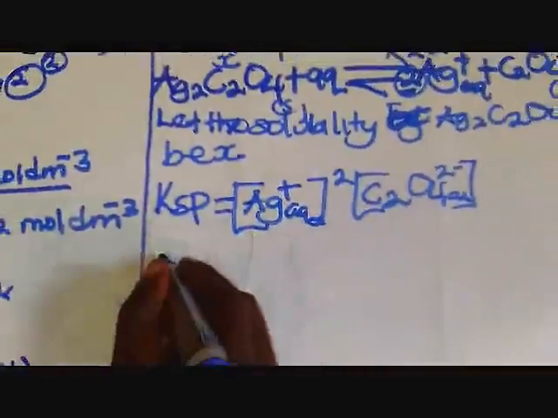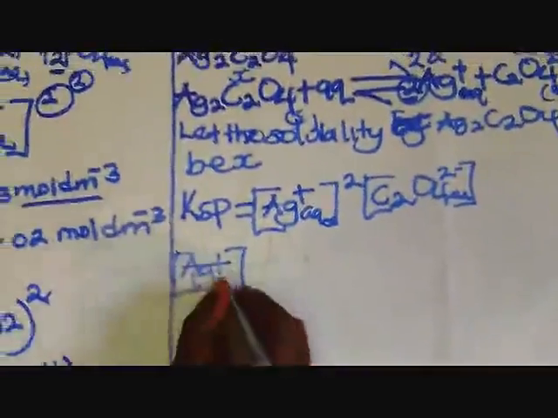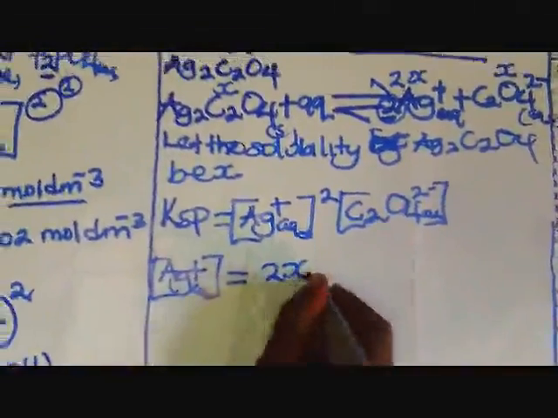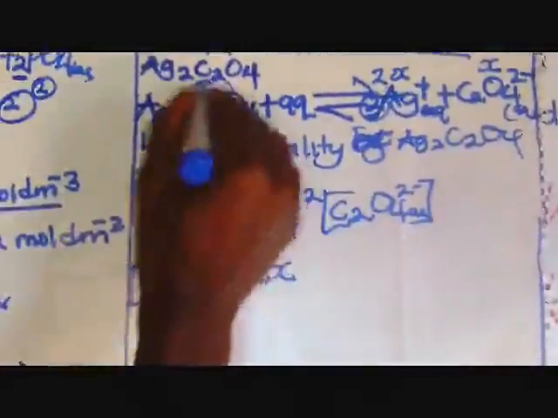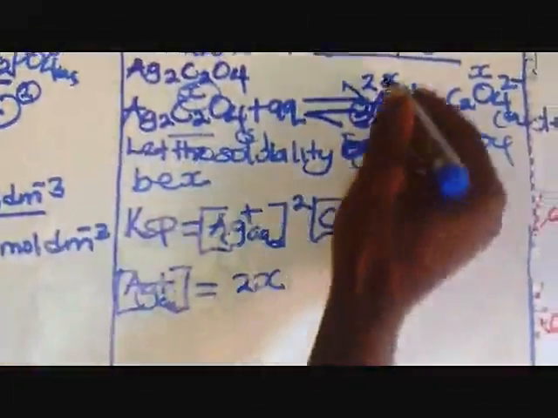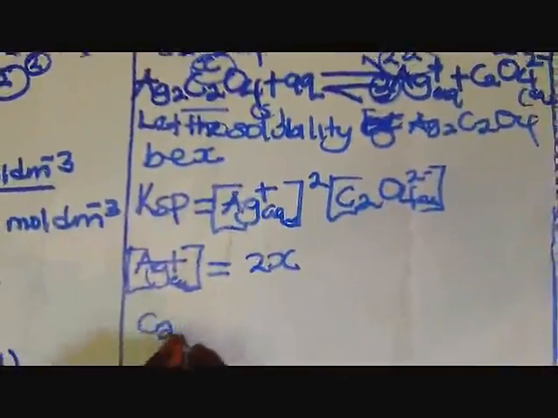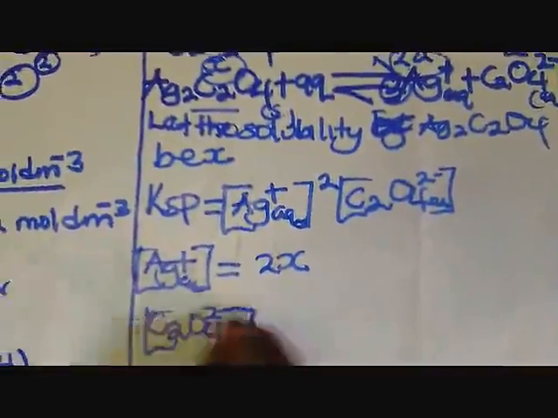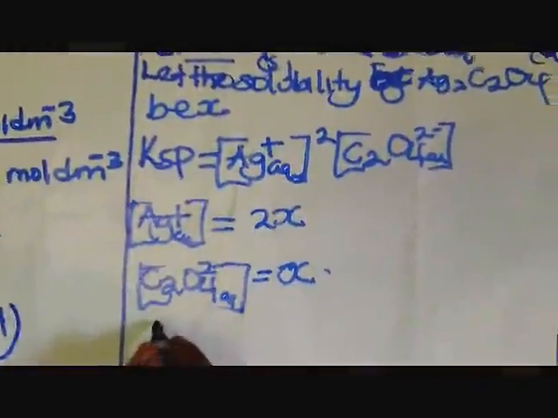Then from there, we are saying that now we can find the concentration of silver ions. Silver ion concentration is equivalent to what? To 2x. So 1 mole of this produces 2 moles of this one. But we are saying solubility for this is x. Therefore here we have 2x. Then we also get concentration of oxalate ions here. And now this one is going to become x, like that.